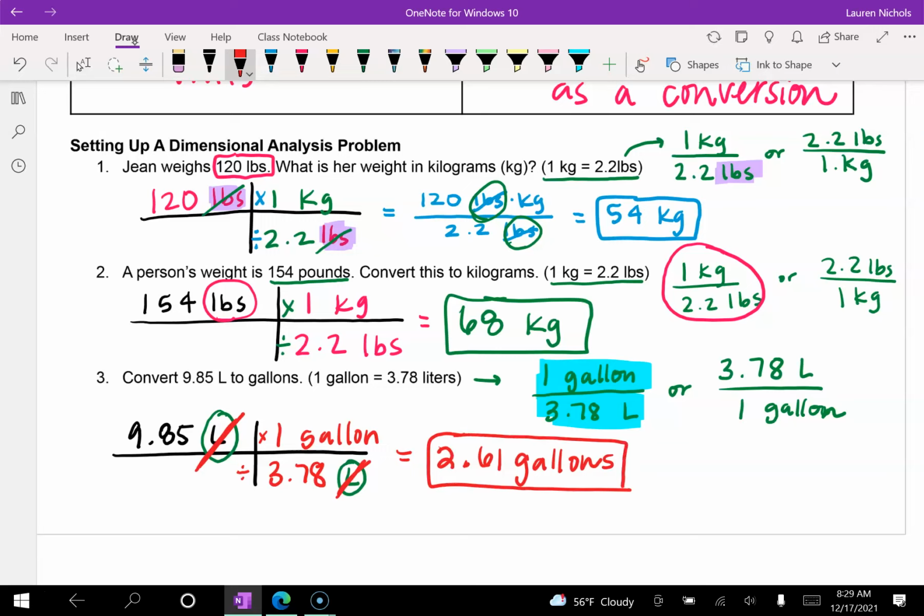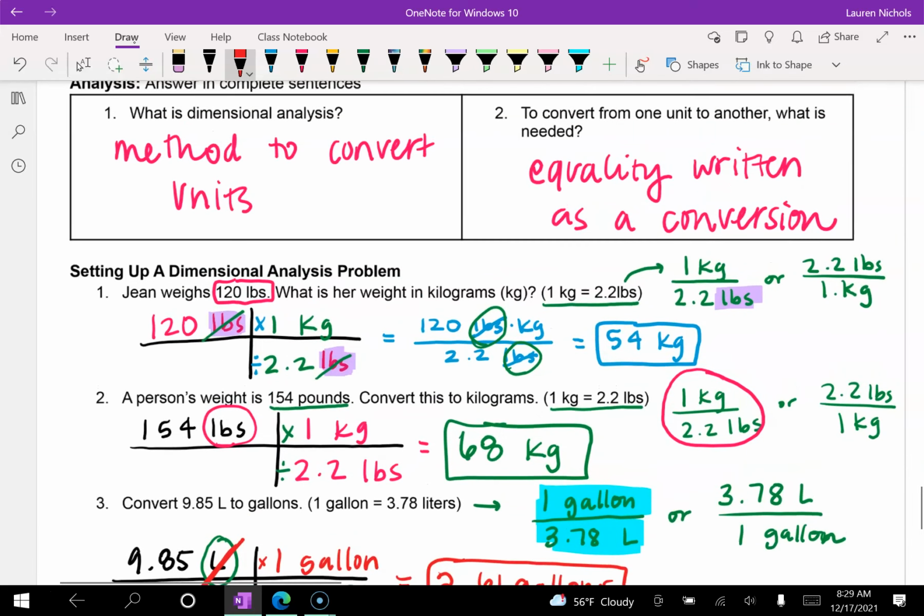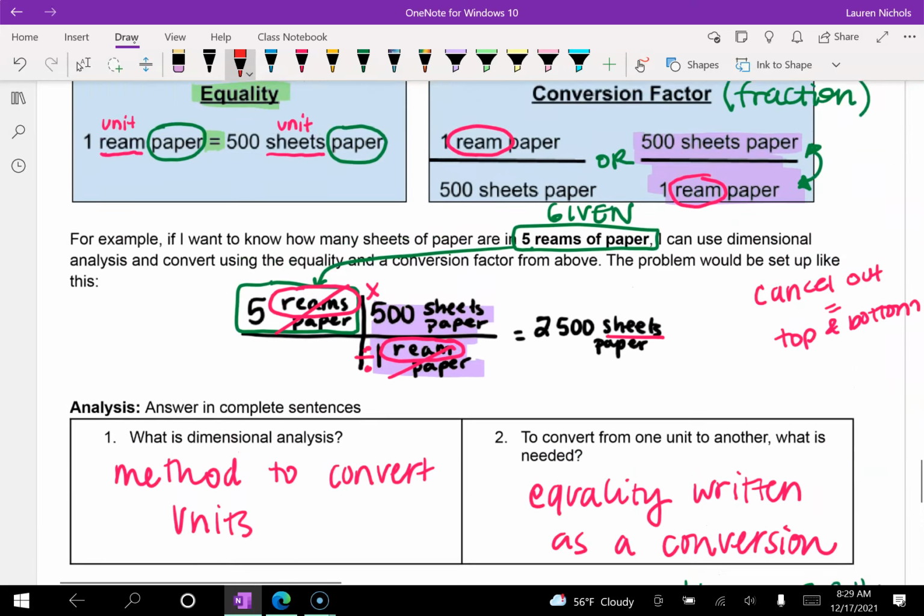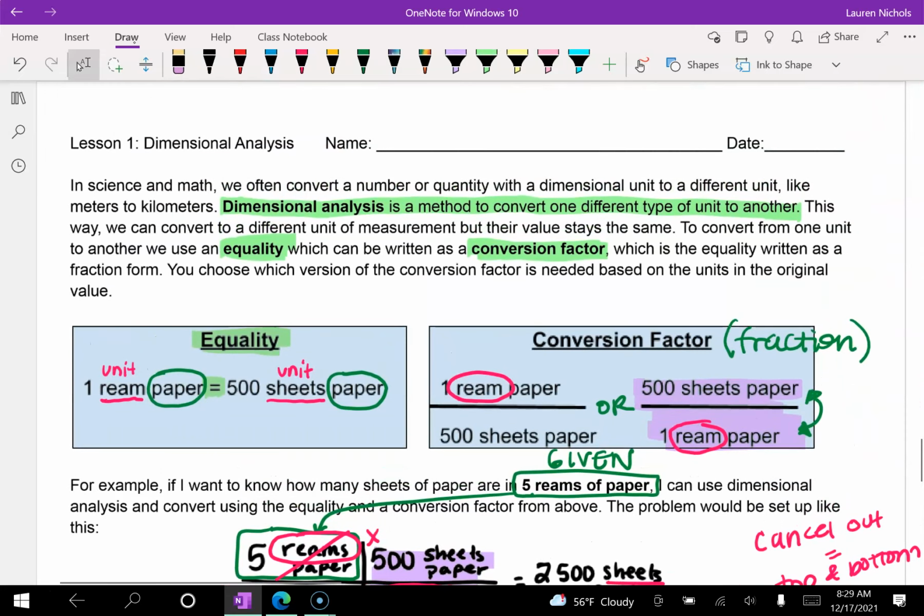So this is how you do basic dimensional analysis and unit conversions. You can do multiple steps in one, which we'll see later. So this is dimensional analysis, everyone.